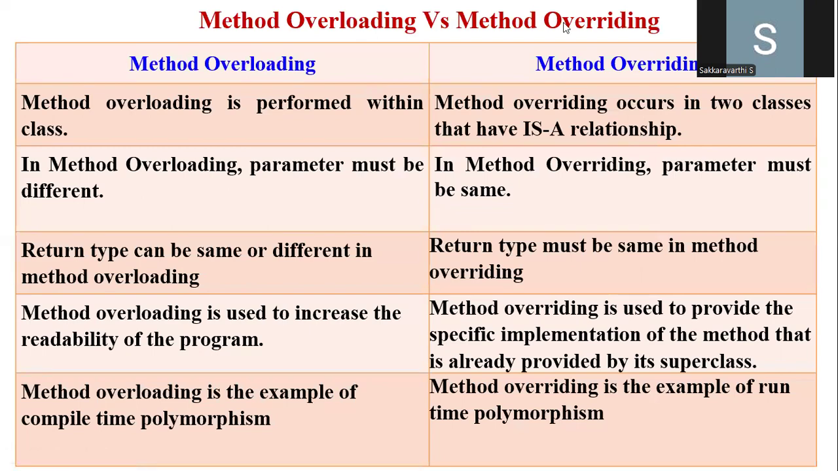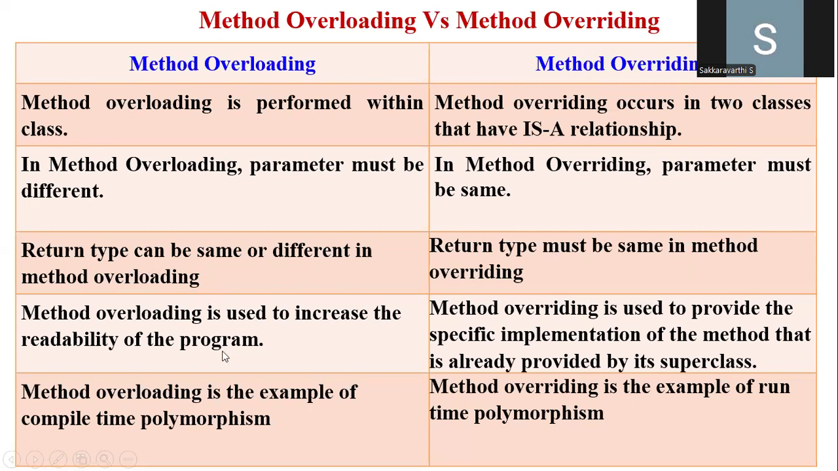Some of the differences between method overloading and method overriding. Overloading is performed within the class, and method overriding occurs between two classes that have a relationship. In method overloading, parameters must be different. In method overriding, parameters must be the same. Return type can be the same or different in method overloading. Return type must be the same in method overriding.